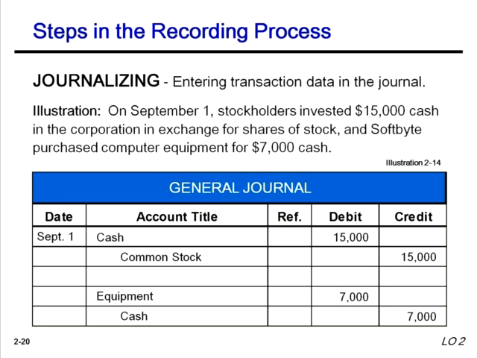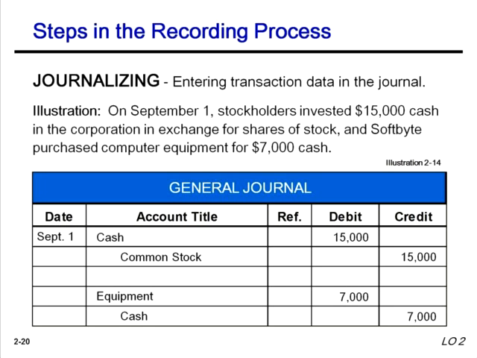The first transaction on September 1st: stockholders invested $15,000 in cash in the corporation in exchange for shares of stock. So we know that cash is coming in. Cash is an asset. The way we increase cash or an asset is we debit the account. The shareholders are buying ownership, so they are buying stock. So common stock is an equity account. The way we increase an equity account is to credit it. So we'll debit cash for $15,000 and credit common stock for $15,000.